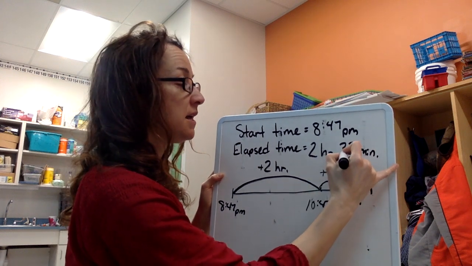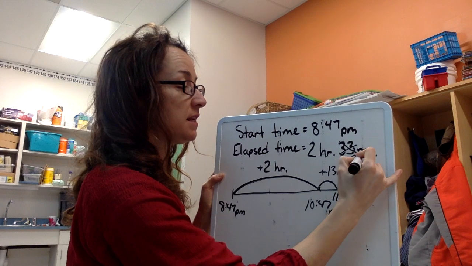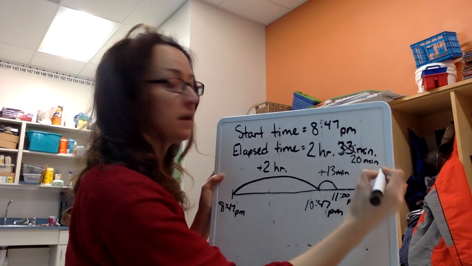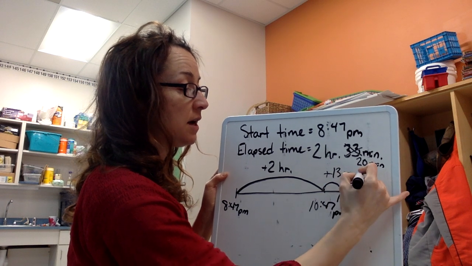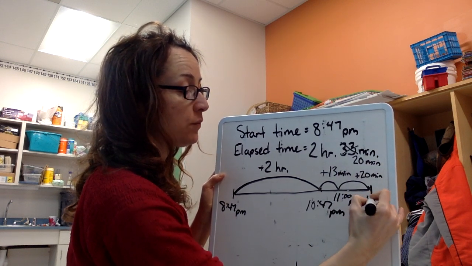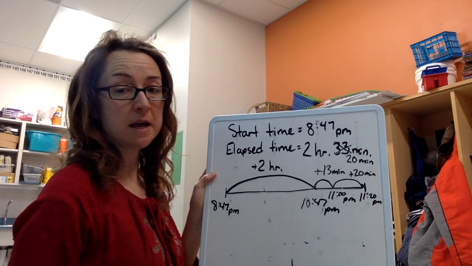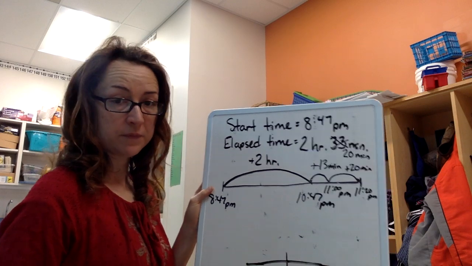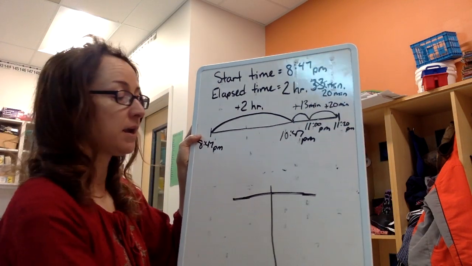So if I take away 13 of my 33 minutes, that's going to leave me with 20 minutes. So now I'm going to take my 20 minutes that's left over and add it to my 11 o'clock, and that's going to bring me to the same end time that we calculated before. My end time is going to be 11:20. Okay, so that's one way or two ways to use your number line for that.